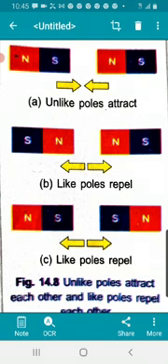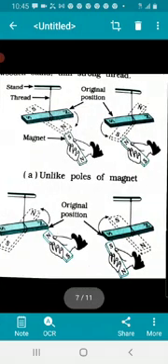Now, the next one: a freely suspended magnet always rests in the north-south direction. How will we prove that? Take a bar magnet, put a mark on one of its ends for identification. Now tie a thread at the middle of the magnet so that you may suspend it from the wooden stand. Make sure that the magnet can rotate freely. Let it come to a rest.